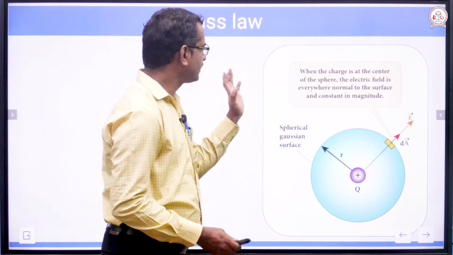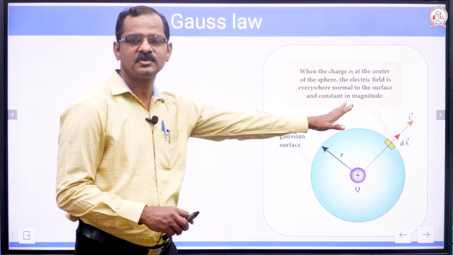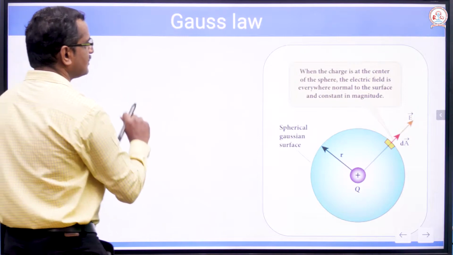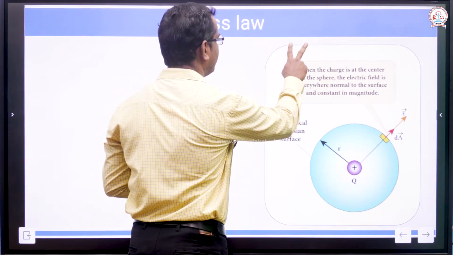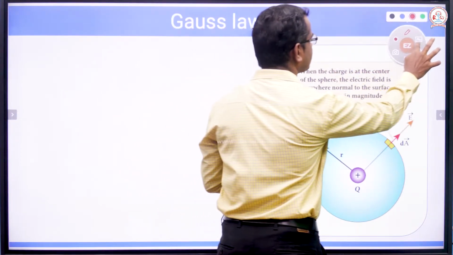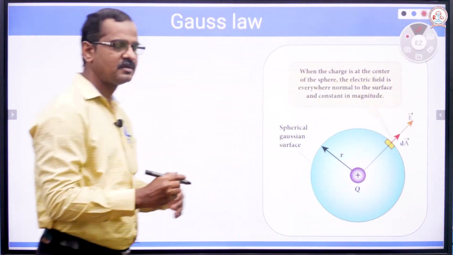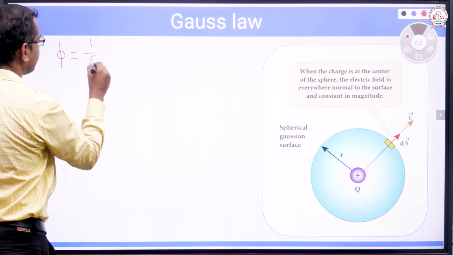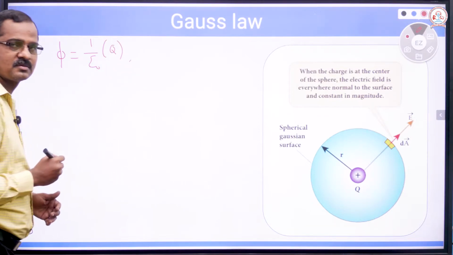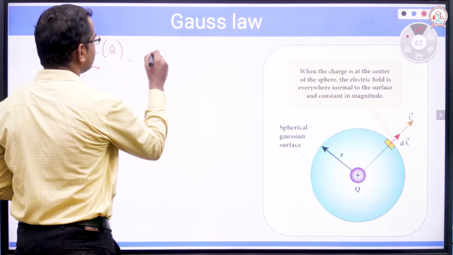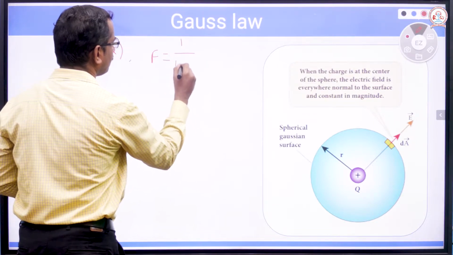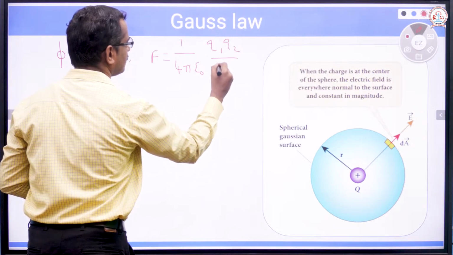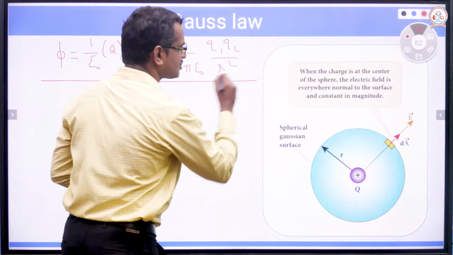Okay. Now we can relate Gauss law and Coulomb's law of electrostatics. What does Gauss law say? Gauss law says that the total electric flux over any closed surface is equal to 1 by epsilon naught times the charge enclosed by the surface, isn't it? Flux phi is equal to 1 by epsilon naught times total charge enclosed by the surface. Coulomb's law of electrostatics: force is equal to 1 by 4 pi epsilon naught q1 q2 by r square.